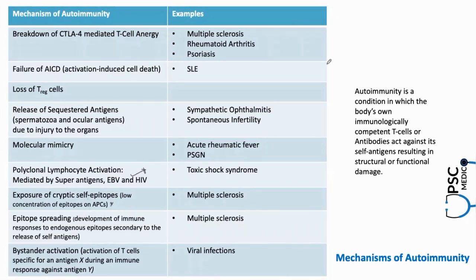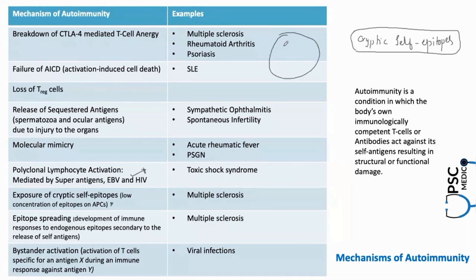exposure of cryptic self-epitopes. On the antigen presenting cell, there are some epitopes, and these are called dominant epitopes. And these dominant epitopes, what do they do? On the APC, the dominant epitopes prevent autoimmunity. Their main function is prevention of autoimmunity.